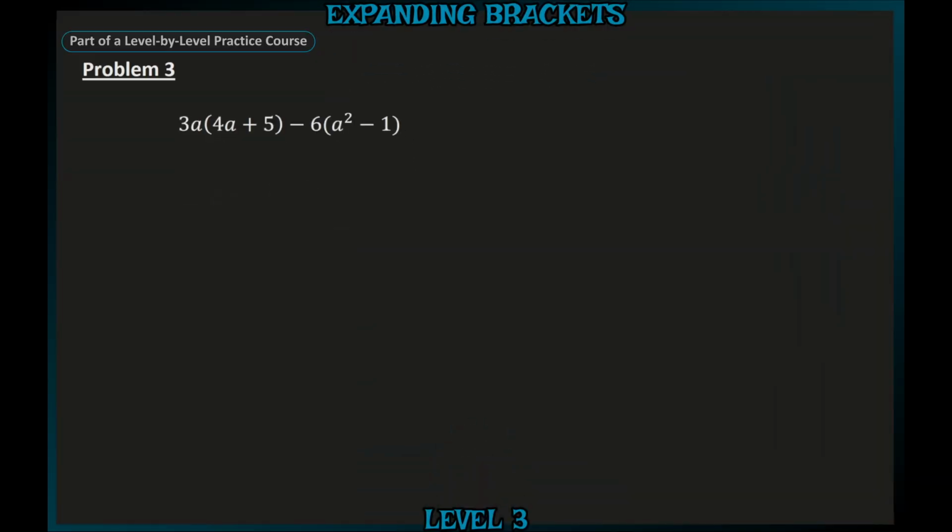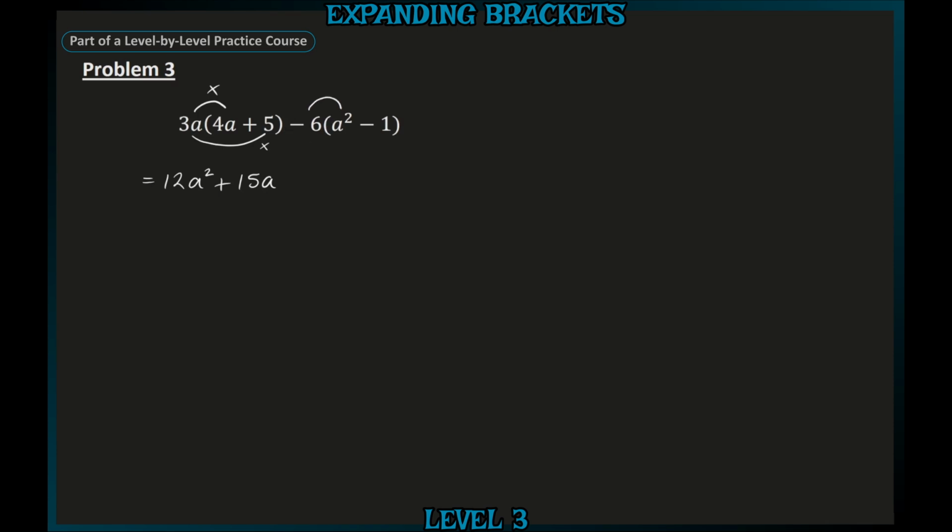In problem 3, we're expanding and simplifying this expression. And again, since we have two separate brackets, we're going to expand them separately and then collect like terms afterwards. So here we have 3a multiplied by 4a. Now 3 times 4 is 12, and a times a is a squared, so we have 12a squared. 3a multiplied by 5 gives us plus 15a. We need to be really careful here because this 6 has a minus in front of it, so we're multiplying the second bracket by minus 6.